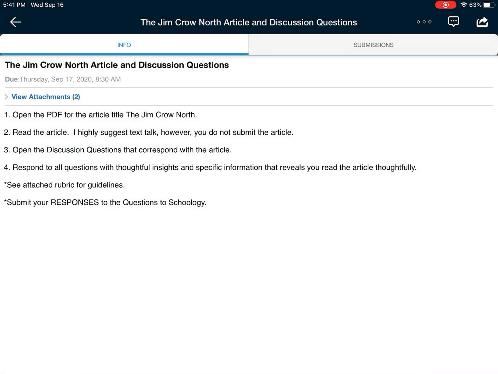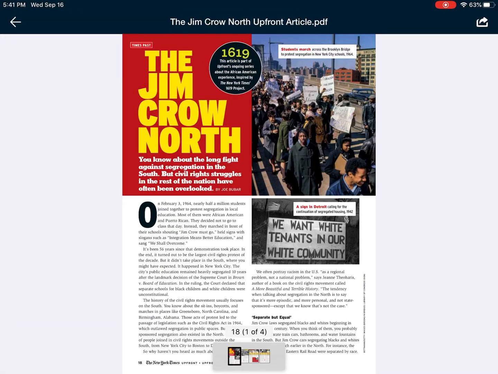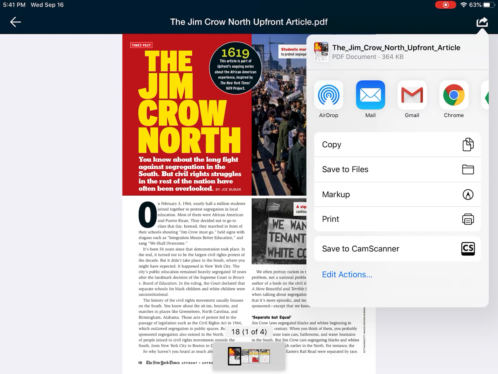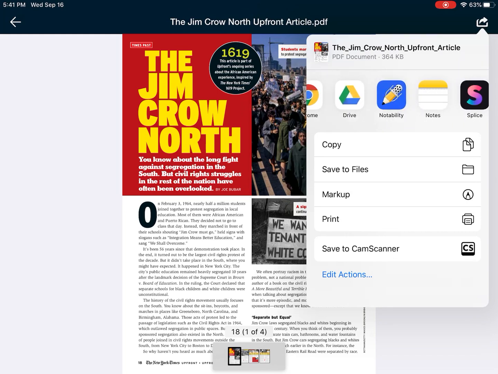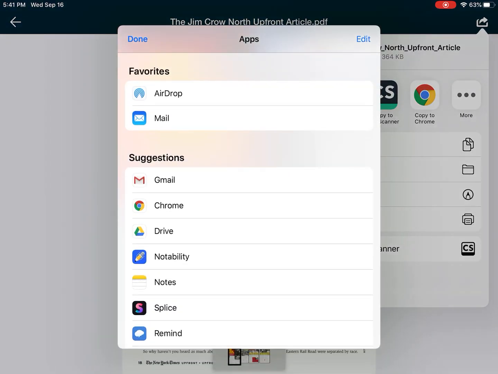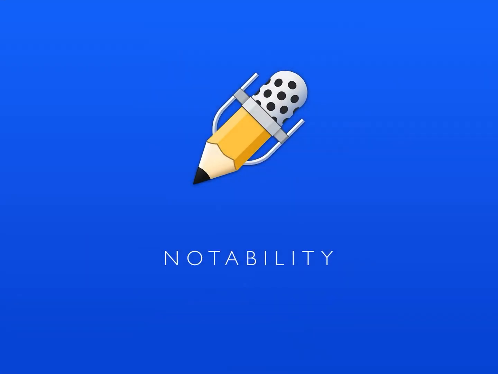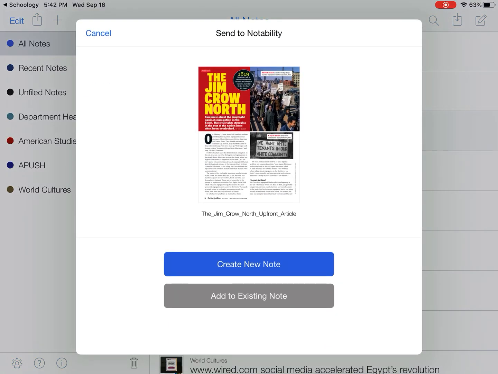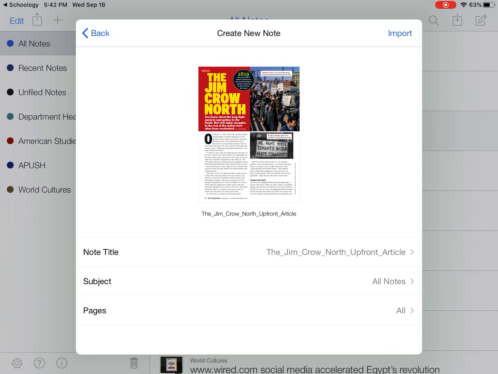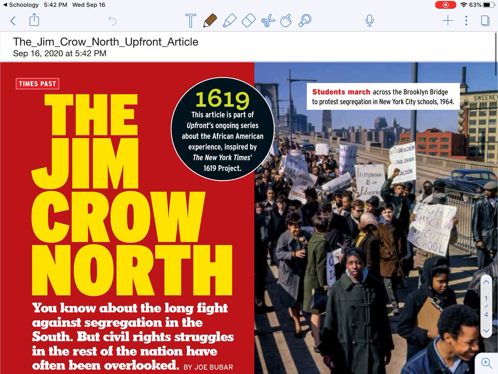Whoops, I need to view my attachments first. Let's open up the article first. A quick tip, when you kick things out to Notability, many of you may be clicking on Notability right here. However, if you go a little farther until you get to the three dots, and then you go past the first Notability down to Copy to Notability, it will enter the note for you with the name already in place so that you do not have to do that yourself.